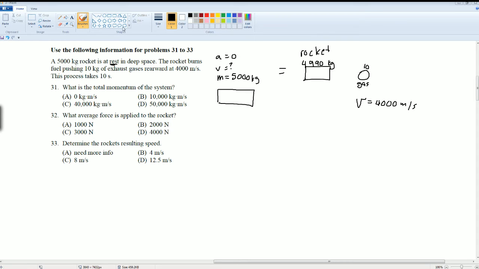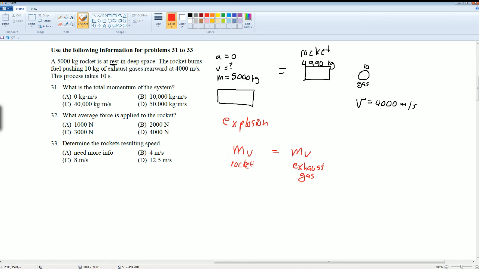So what's happening here when the rocket is burning? This is considered an explosion. Okay, and in the process of the explosion, the equation is basically correct. It's still going to be equal to mv, but this is the mass and velocity of the rocket, and this is going to be the mass and the velocity of the exhaust gas. Okay, so we were setting it up correctly.